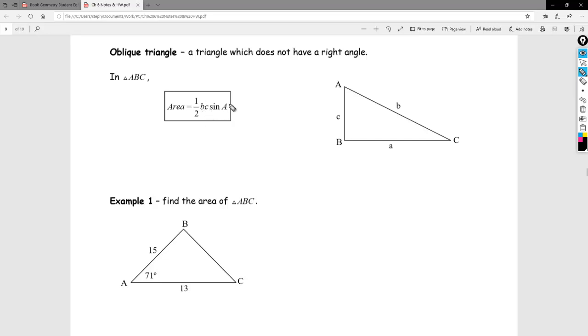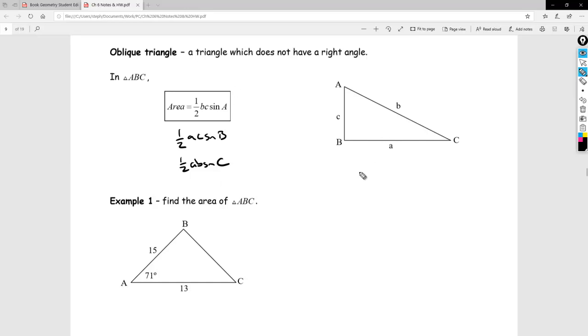So if you're using sine of A, then you'll use b and c. Okay, if you're using sine of B, you would use a and c, and then if you're using sine of C, you would use a and b. Okay, that's what's important to know. Now real quick, let's just prove this formula.